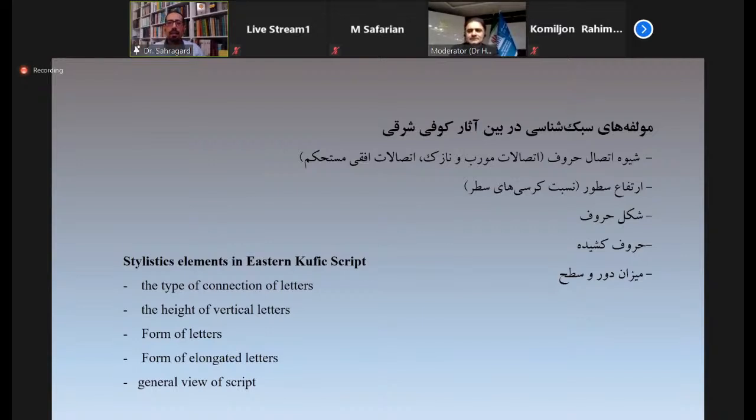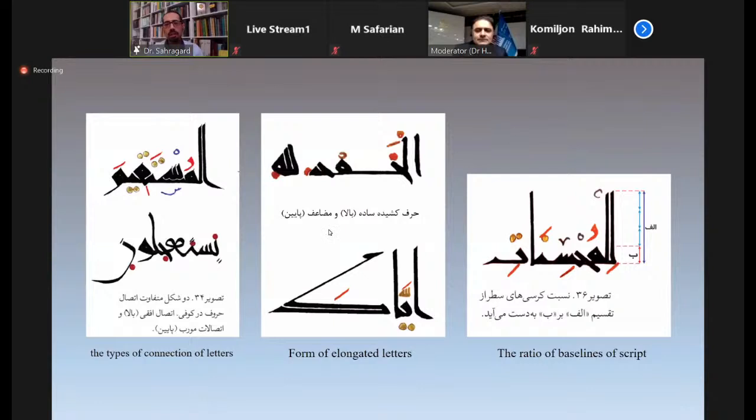Next, the stretched letters. And finally, curved or angled letters. These are the main criteria that have to be considered.